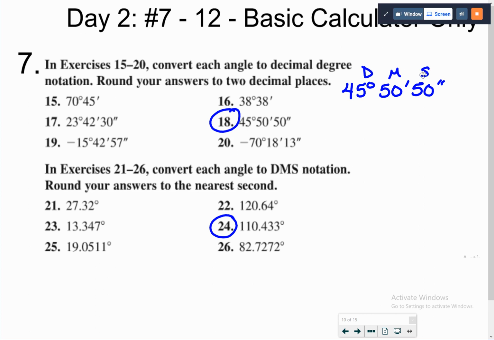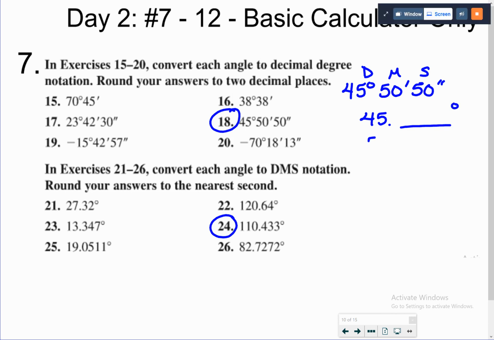degree minute second notation. If you have degree minute second notation, you are turning it into a decimal degree. So to turn it into a decimal, your answer is going to be 45 degrees and something, okay? That's what we have to figure out. That 50 minutes, 50 seconds converts to what fraction of a degree. So really the last 2 pieces are what you're doing your calculations with.